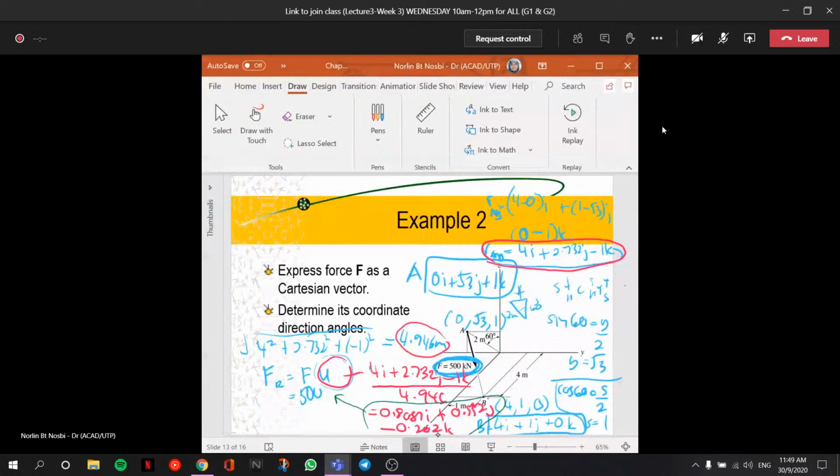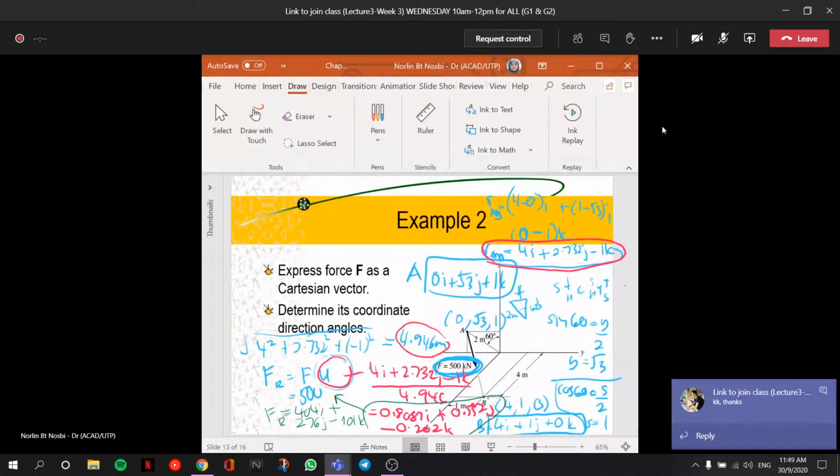So at the end you will get the FR is equals to 404i plus 276j minus 101k. So now you know the FR, but still you did not find the direction angle.